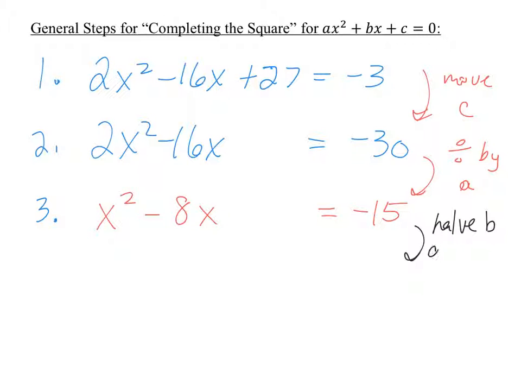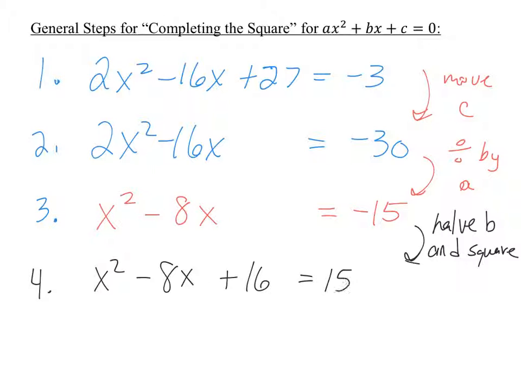Have B and square. In this case, B was 8, so I take half of that, which is 4, squared, which is 16, put a plus 16 there, and add it to both sides. Have B and square, and add to both sides. And then the next step is just a factor.